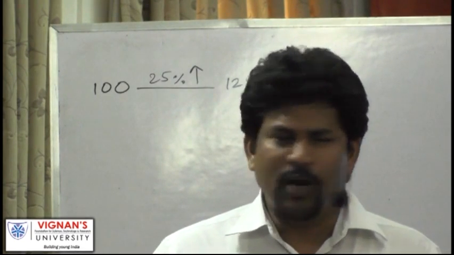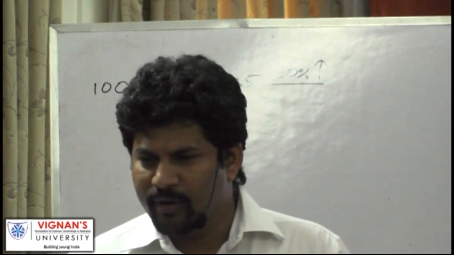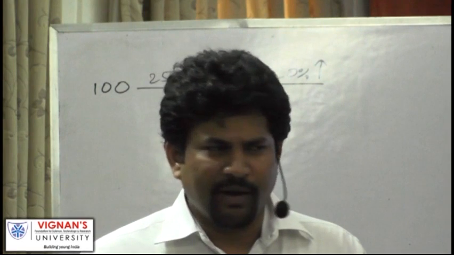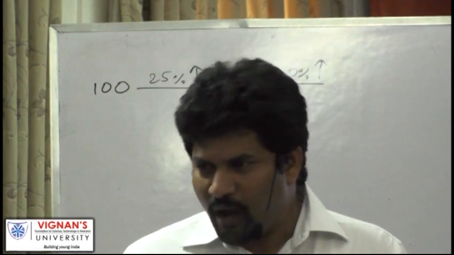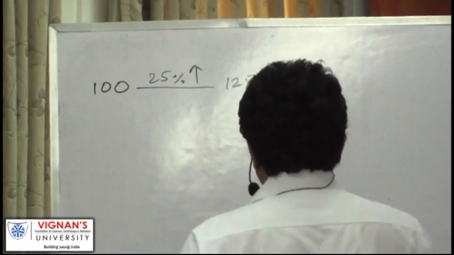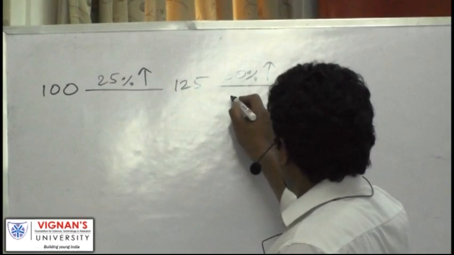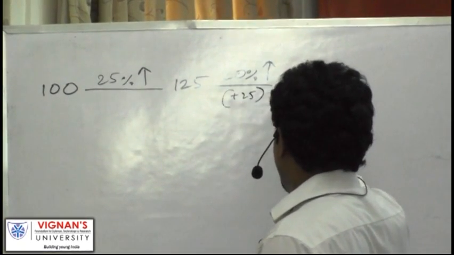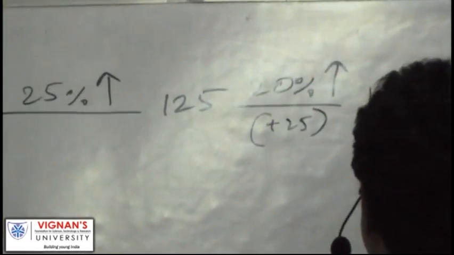What is 10% of 125? So 20% of 125. Don't calculate on 100. 20% doesn't mean adding another 20. 20% of 125 is 25: 10% is 12.5, so 20% is 25. Another 25, so it becomes 150. Now height is increased by what percentage?